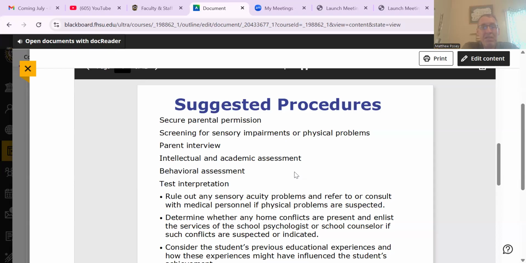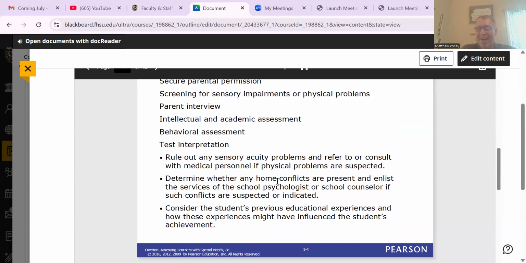Most of those are going to be norm referenced, as we've talked about that type of testing. Then we're also going to look at some behavioral assessment, and then we're going to come in and interpret the test results. We want to rule out any sensory acuity problems. Also talk with other professionals that might be working with that student, such as medical personnel.